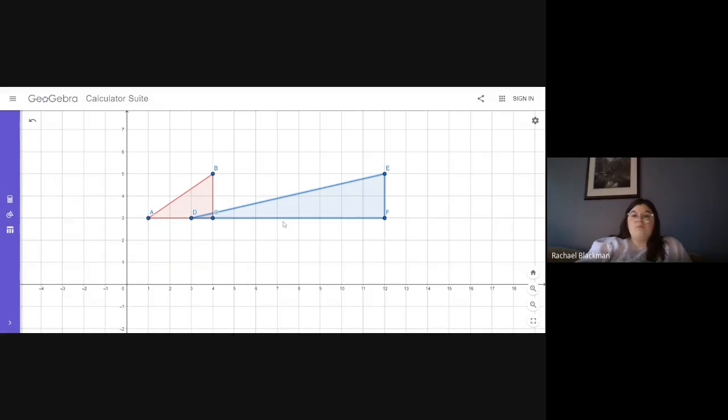And check out, all of your points match up. So B, which is at 4, 5, multiply that x-coordinate by 3, you get 12, and your image point there is at 12, 5. Same thing with C and its corresponding image point, F. That matches up as a horizontal stretch.